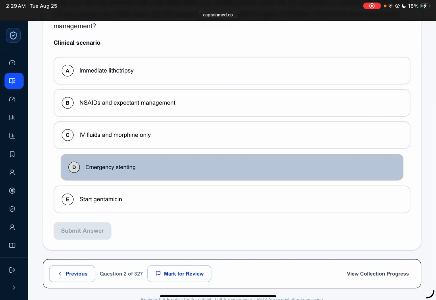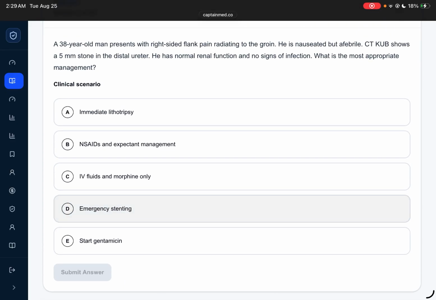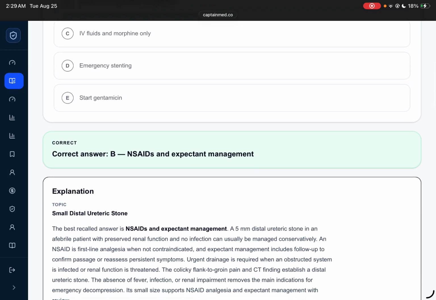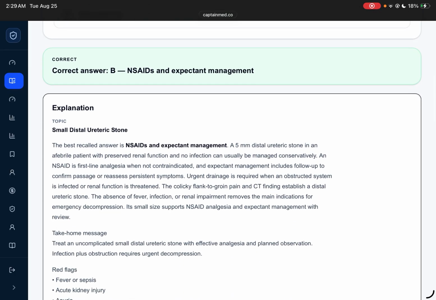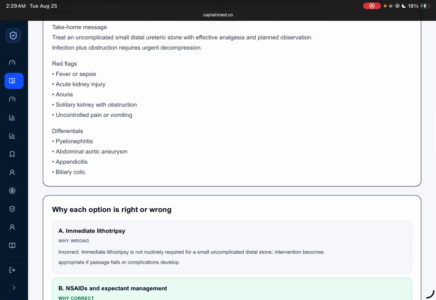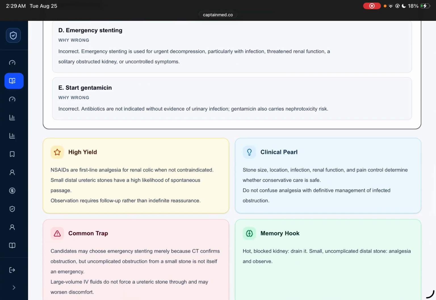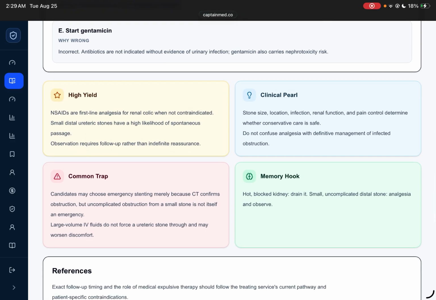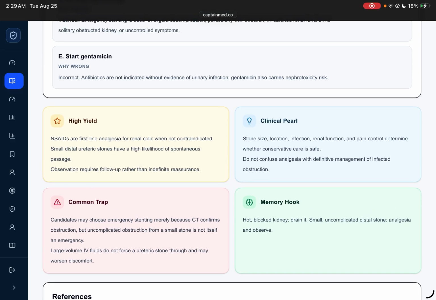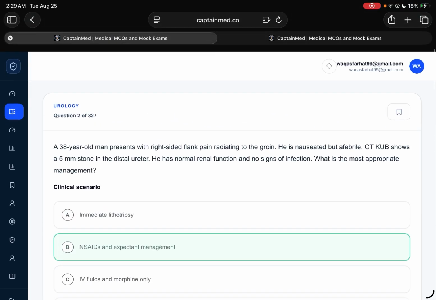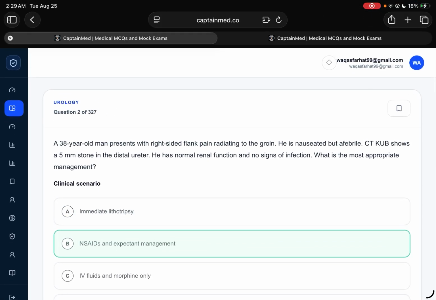Alright, no cheating. Alright, so the correct answer for this question is going to be option B. So why was option B right? Here's a short explanation on the website with the different differentials and why each other option was wrong, the high yield points, the clinical pearls, the references, the common traps, and memory hooks. Again, if you guys would like to have a look at these, we have these explanations for all of the MCQs. You guys can check out CaptainMed.co.